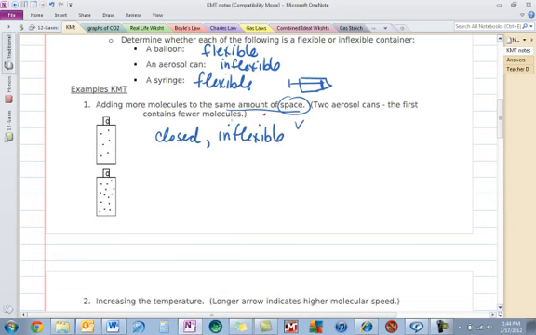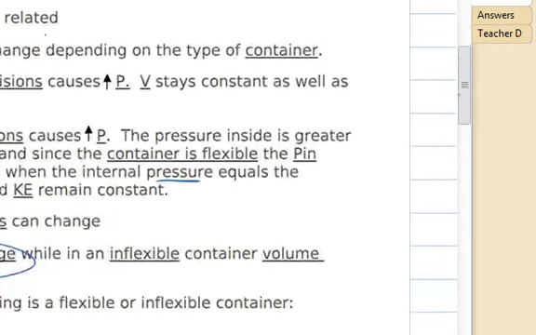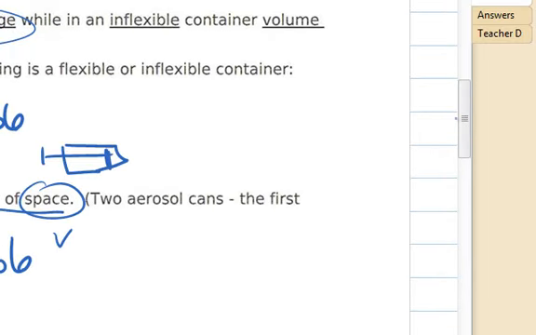Now we have to see what changed first. We say we add more molecules. So look up here and see which one of these things is most similar to molecules. Which variable would be the best choice if we want to talk about molecules? Hopefully you said moles, or N. We're going to use abbreviations as we go through and do this.